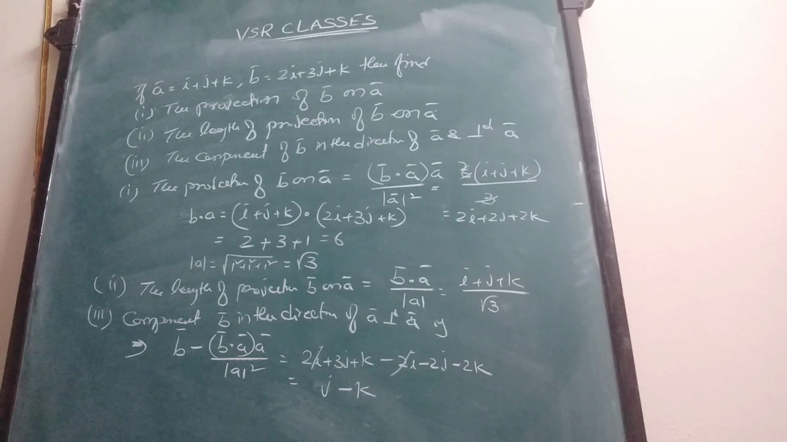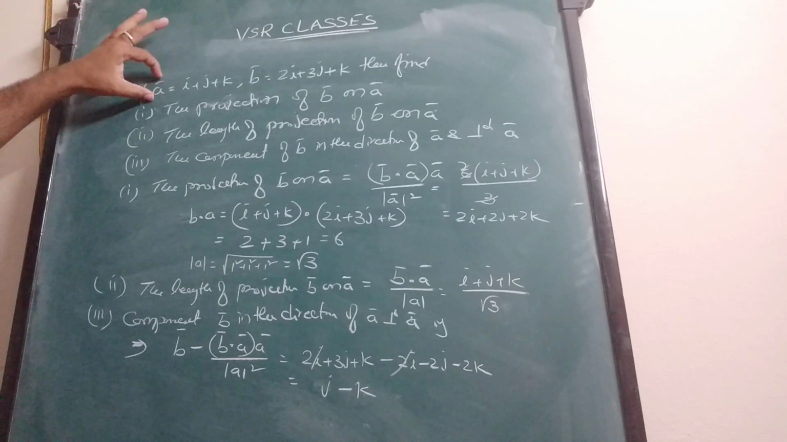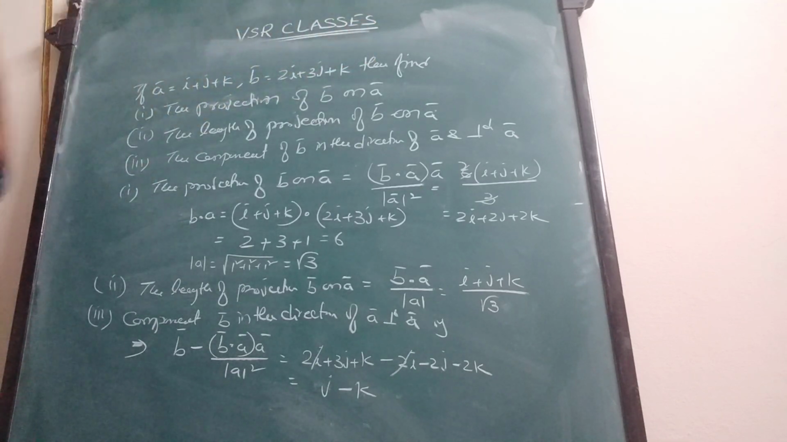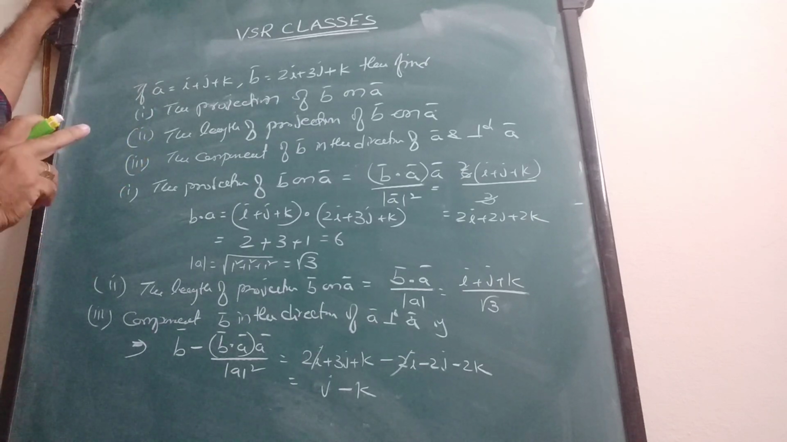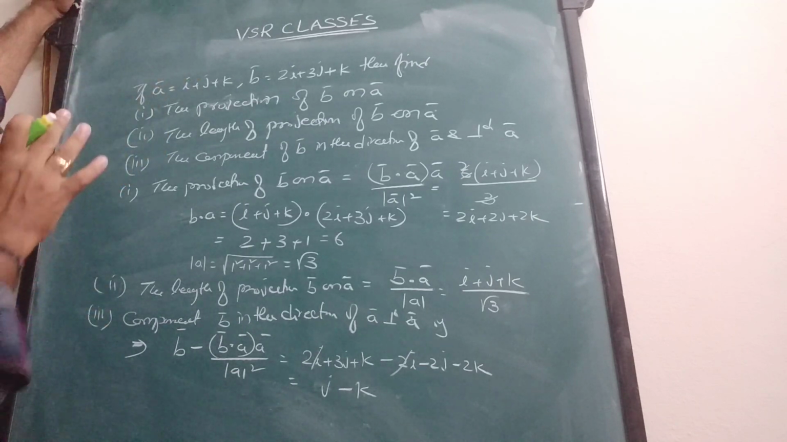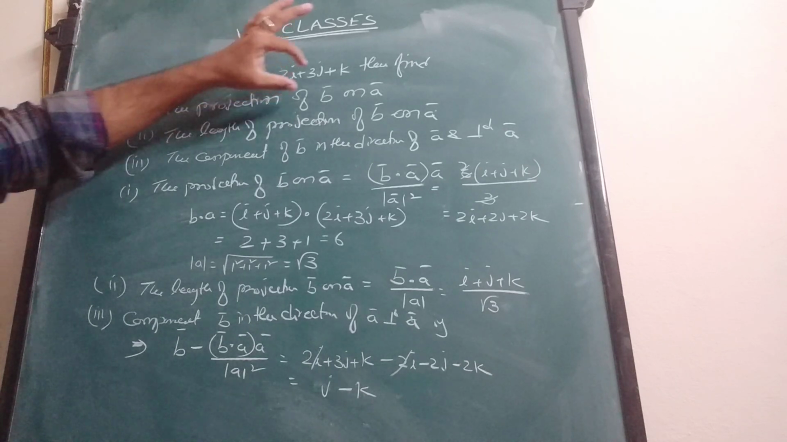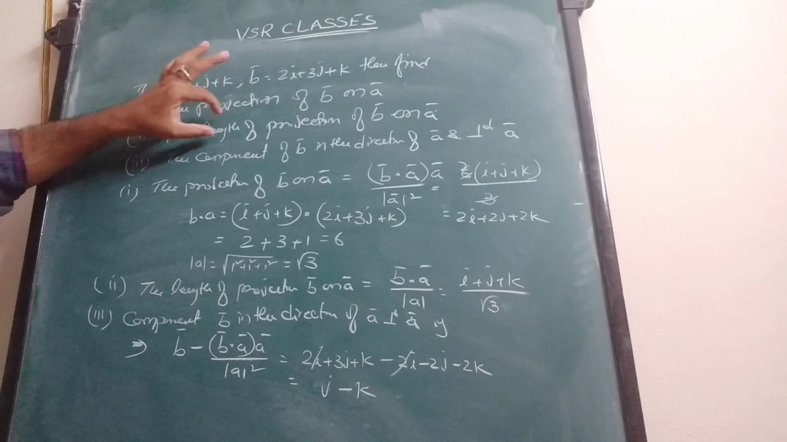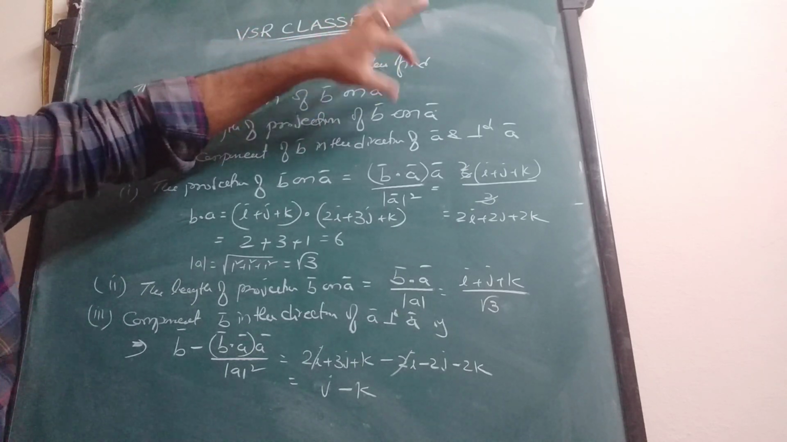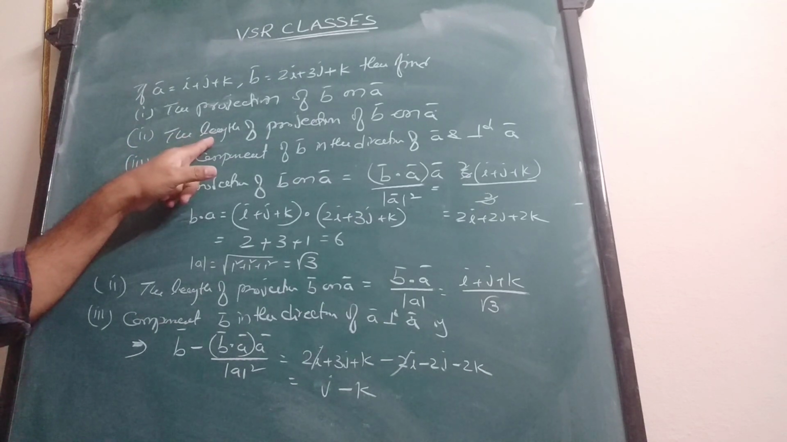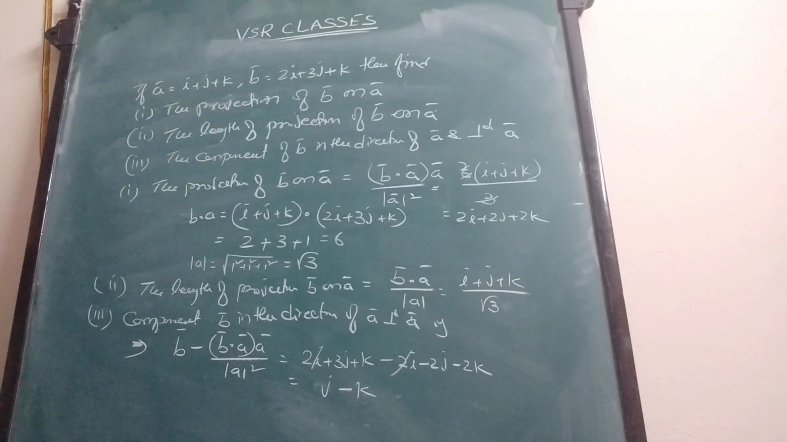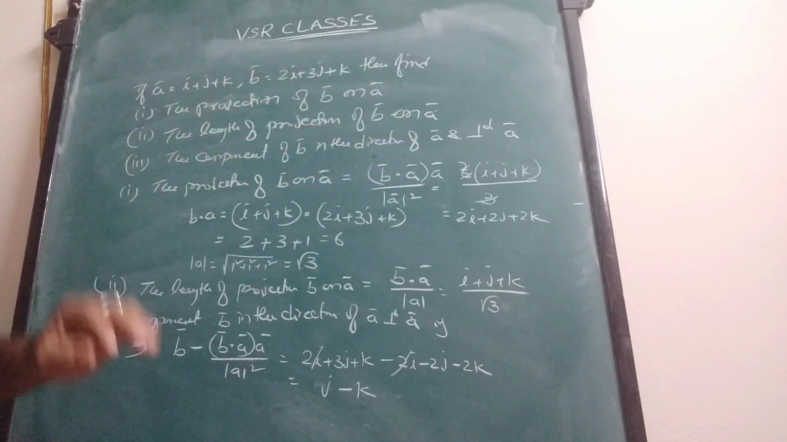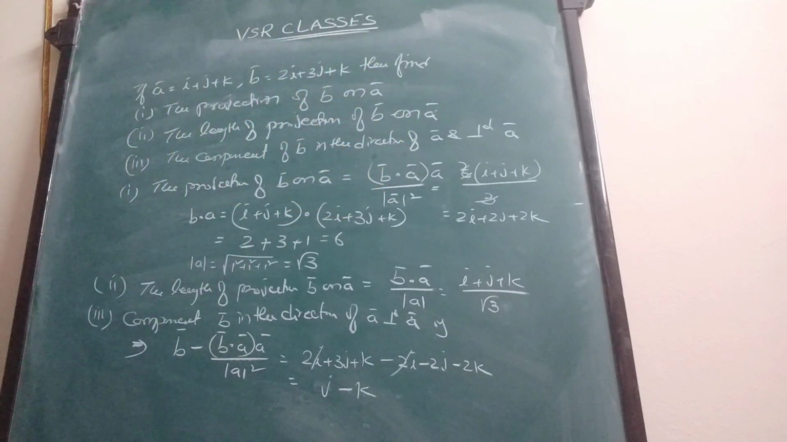Now children, look here. If A bar is equal to I plus J plus K, B bar is equal to 2I plus 3J plus K, then find: first, the projection of B bar on A bar. This is a very important question, okay? The projection of B bar on A bar. Then the length of the projection of B bar on A bar. Here, that is only projection. Then the component of B bar in the direction of A bar and perpendicular to A bar.